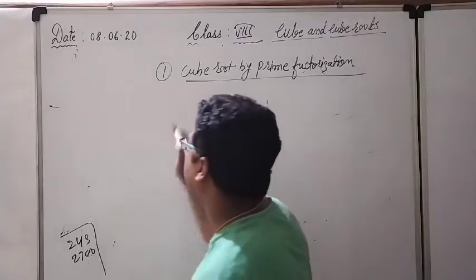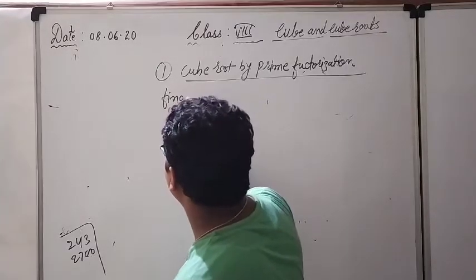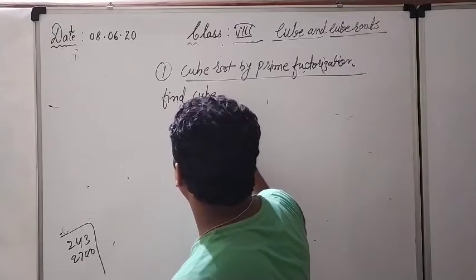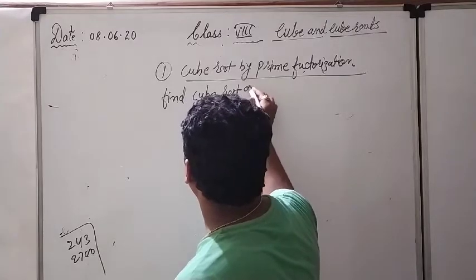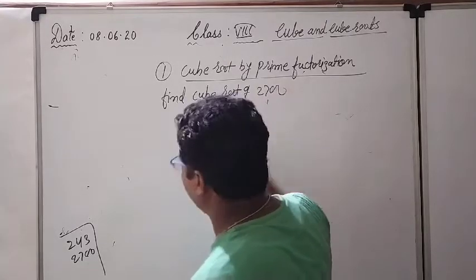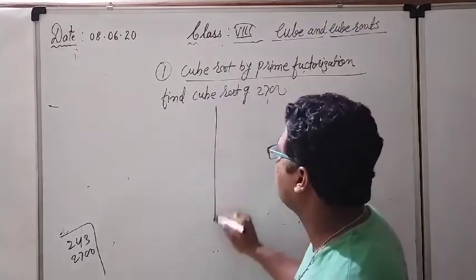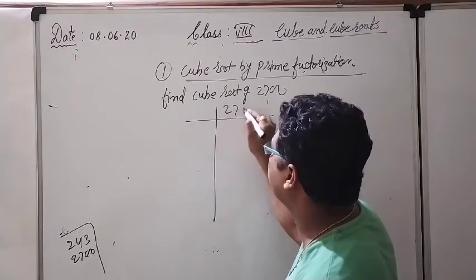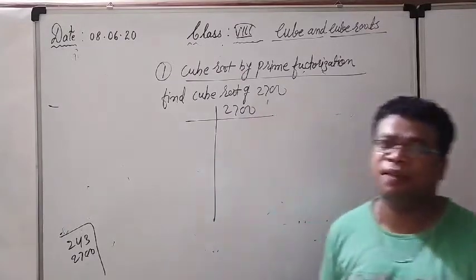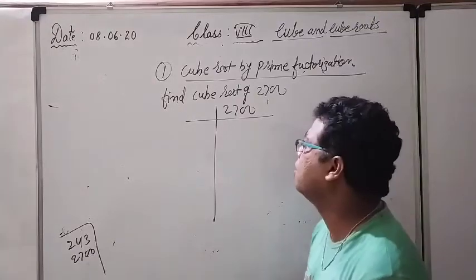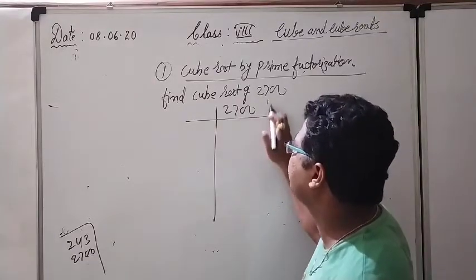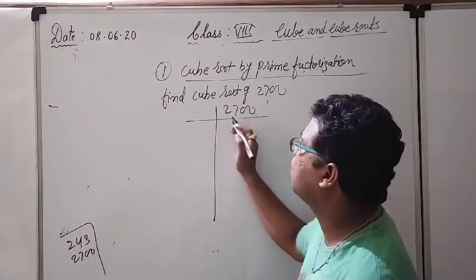For example, the question is find the cube root of 2700. For example, this is the question. So what do I have to do, look here. First I have to go for the prime factorization method. So it is very much clear that it is divisible by 3 also.